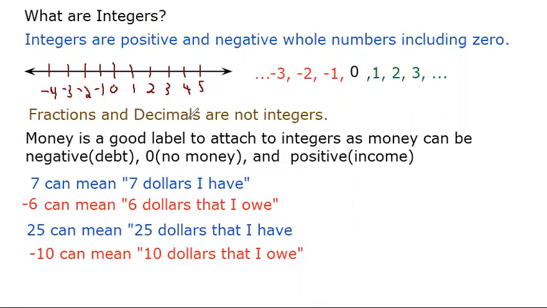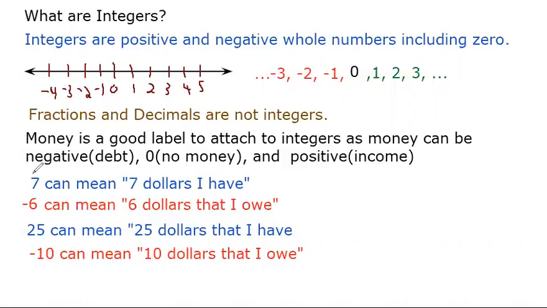So reasoning is important. And to help with the reasoning, one thing you can do is use money as a label. Money is a good label to attach to integers. Money can be negative, which we call debt. 0 would mean we have no money at all. And positive would mean we do have money, or we sometimes call that income.